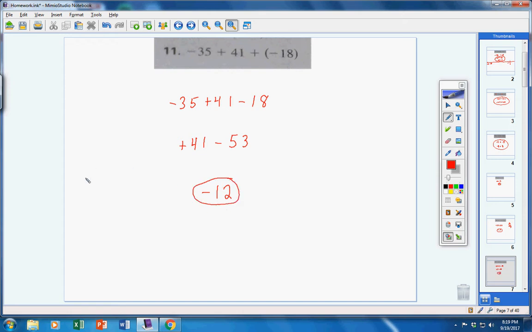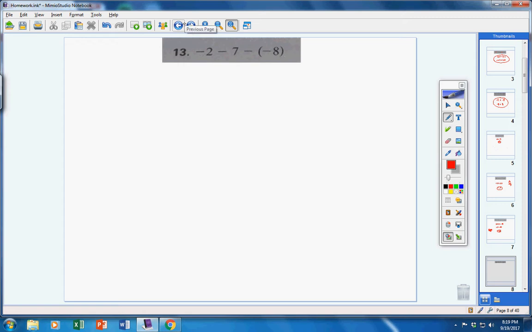Now, I know that we're not dealing with money, but it still helps to understand positive and negative numbers by pretending it's money. Okay? Alright, numbers 13 through 17, evaluate.